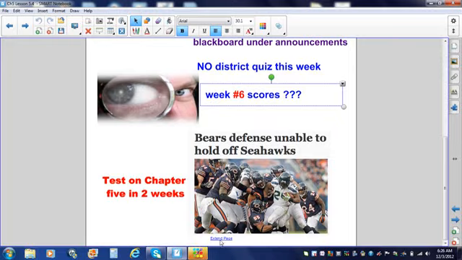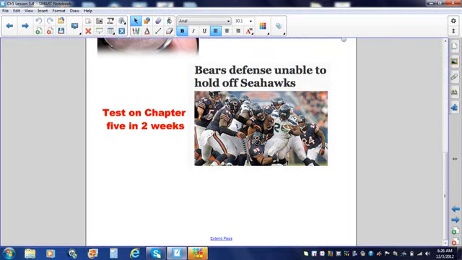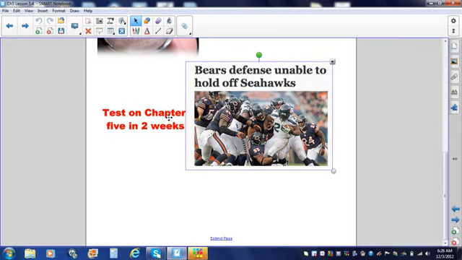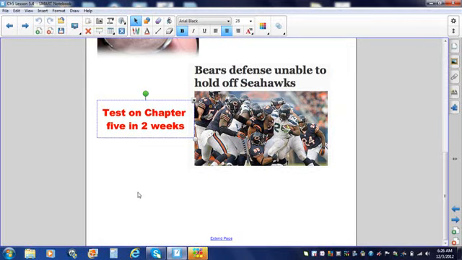And yes, for all you haters out there sipping that haterade, guess what? You will have a test on Chapter 5 in 2 weeks, thanks to the Bears defense, who gave up a 97-yard touchdown drive with less than 4 minutes to go to seal the deal and lose the game. Way to go, guys!